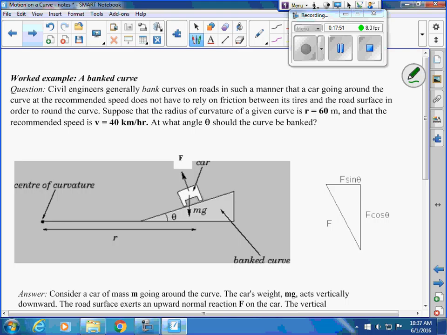See? Civil engineers generally bank curves on roads in such a manner that a car going around the curve at a recommended speed does not have to rely on friction between its tires and the road surface in order to get around the curve. Suppose that the radius of curvature of a given curve is 60 meters, so it's quite tight, and that the recommended speed is only 40. At what angle should the curve be banked?